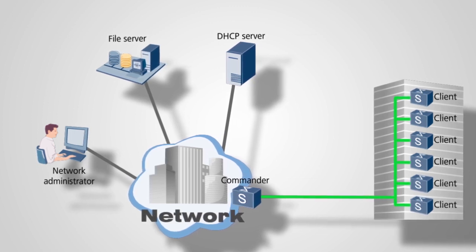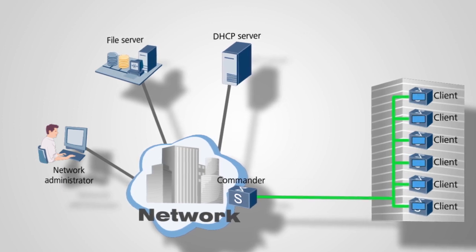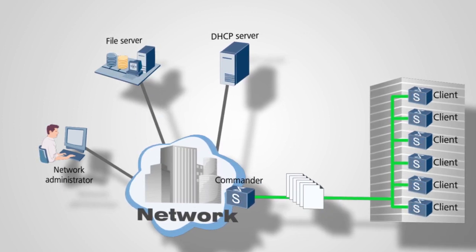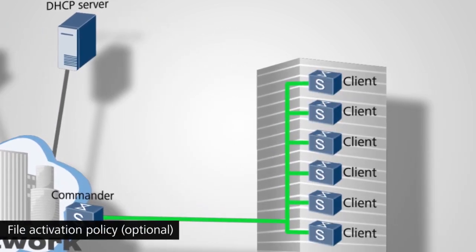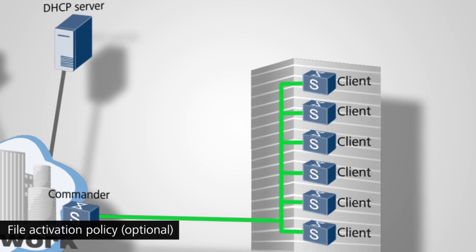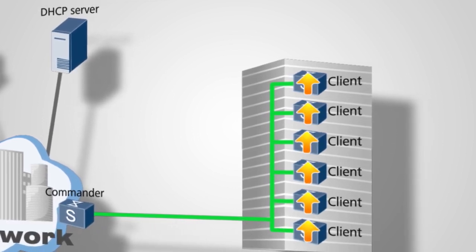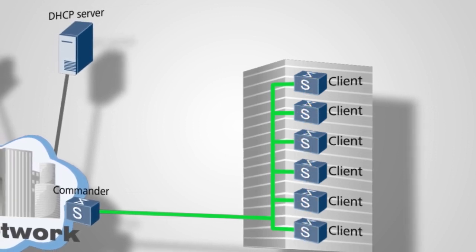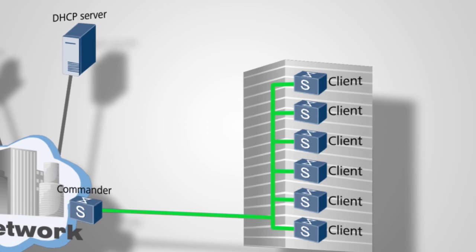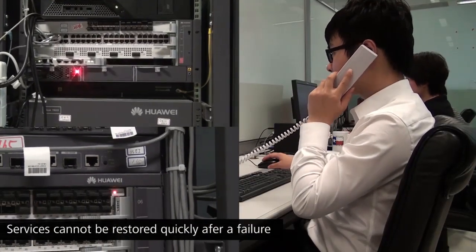First, the clients communicate with the commander to get information about the files they need to download. Then the clients download the required files from the file server according to the file information. After downloading the files, the clients activate the files according to the configured policy and start operating normally. Now, EasyDeploy has finished the batch upgrade and saves you the trouble of upgrading all the clients one at a time. Finally, let's look at how EasyDeploy solves the third problem.